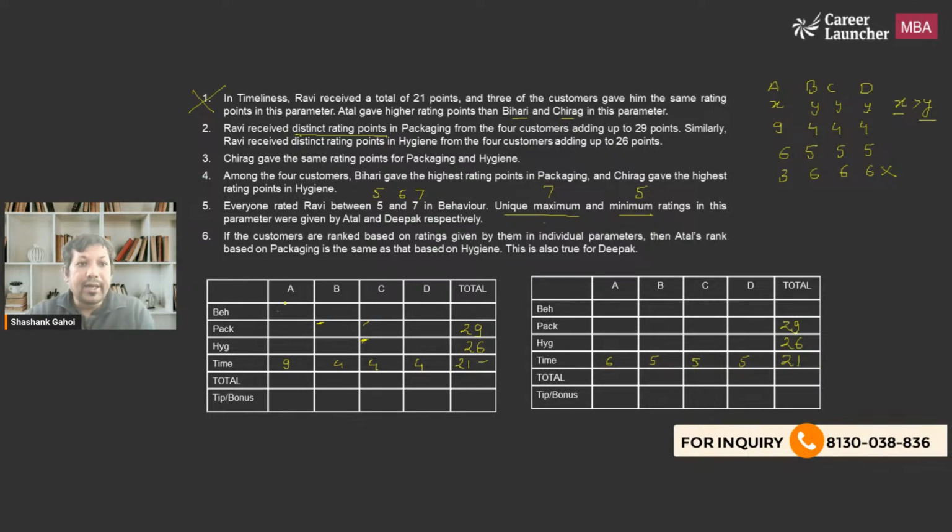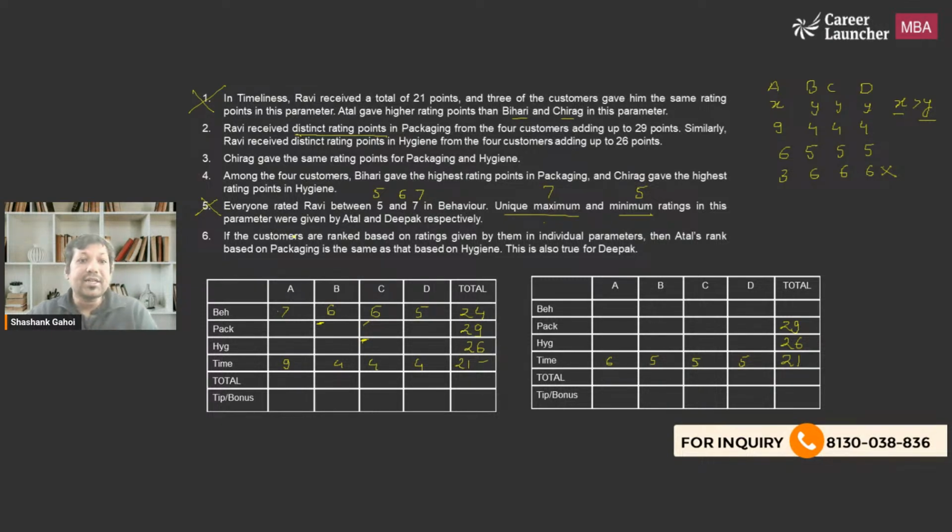Atal gave the unique maximum, so that should be 7. Deepak gave the unique minimum, so that should be 5. It means the remaining two values should be 6 and 6. So 6 plus 6 is 12, and the total is going to be 24. So this value comes out to be 24. I have now used this statement completely, so I'm not going to use it any further.